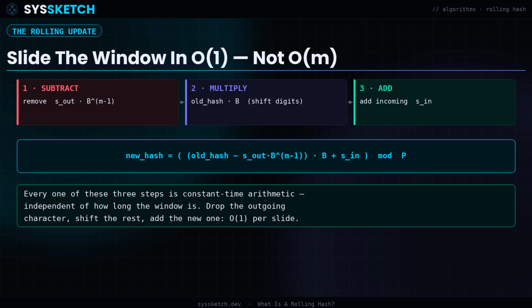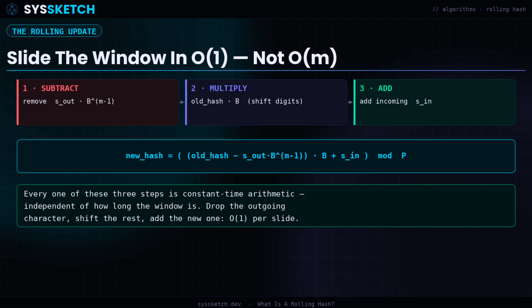Sliding the window by one position means dropping the leftmost character and appending a new one on the right. Algebraically, that's 3 steps. First, subtract the contribution of the outgoing character, its value times b to the power m minus 1. Second, multiply what's left by b, shifting every remaining digit up one place, the same way multiplying a number by 10 shifts its digits left. Third, add the incoming character's value at the bottom. All of this happens modulo the same large prime so the numbers never grow unbounded.